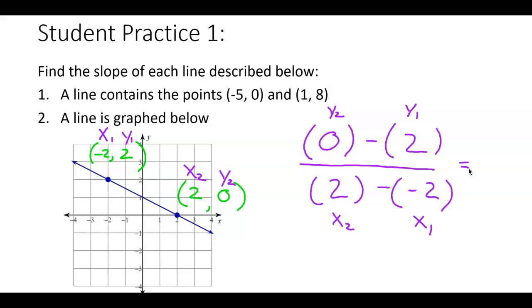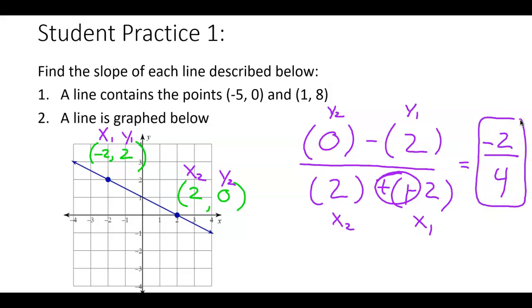Adriana, what's the top going to be? Good. And then, actually, I'm going to ask you for the bottom too. What about the bottom? It is 4. So now, the double negatives make a positive. Now that won't always happen. It's just if you have double negatives. So it's 4.